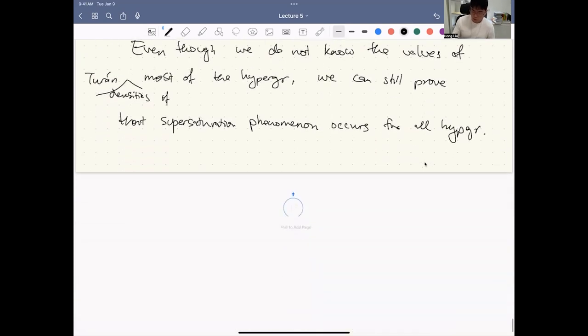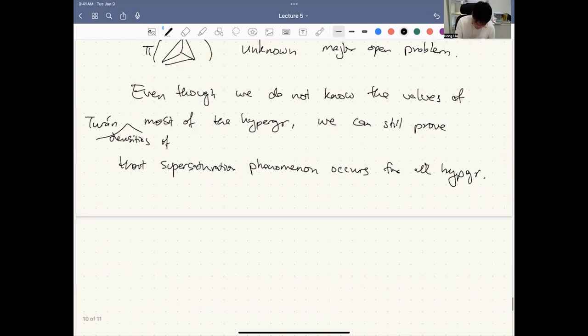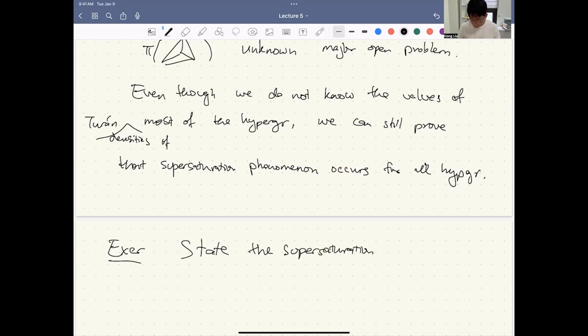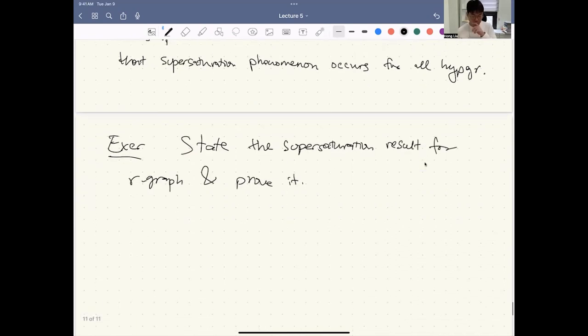So, exercise: state the supersaturation statement for ordinary hypergraphs and prove it. The hint is to use the same local averaging argument that we've seen in this class.